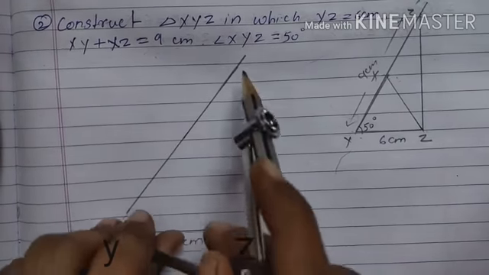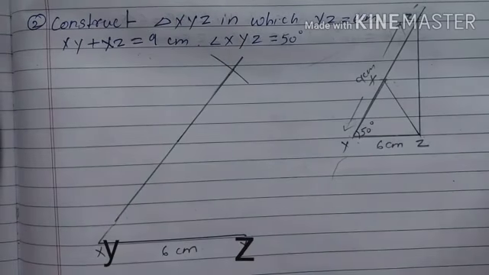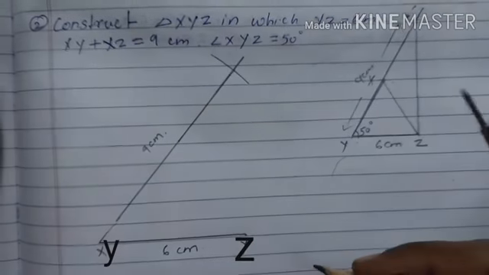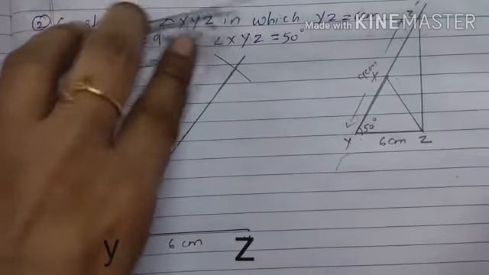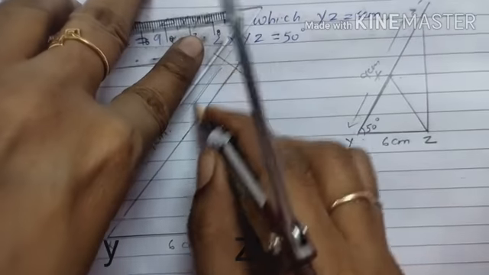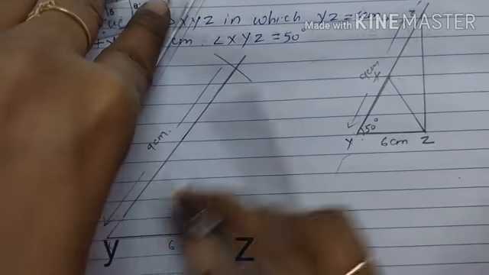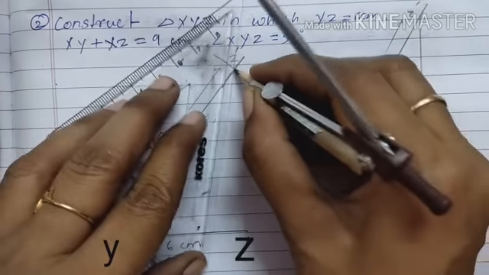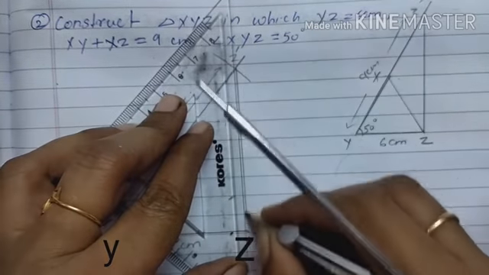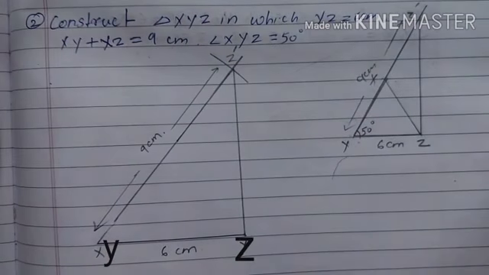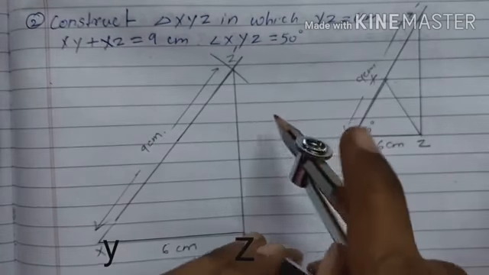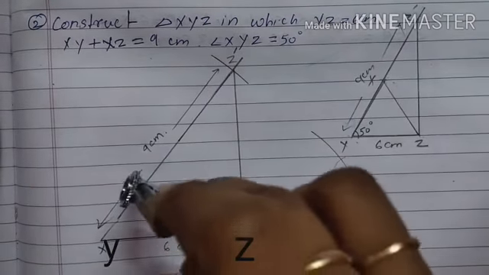Cut this angle ray on 9 centimeter. You get the point. Name the point as Z dash. Now join this point with Y. Okay. Now the next step is draw perpendicular bisector of XZ. Sorry, this point is not Y, this point is X.